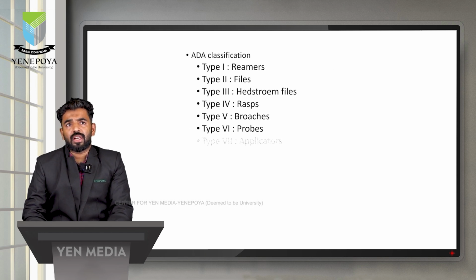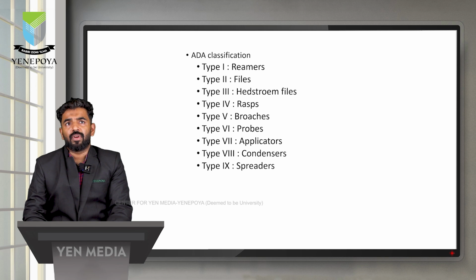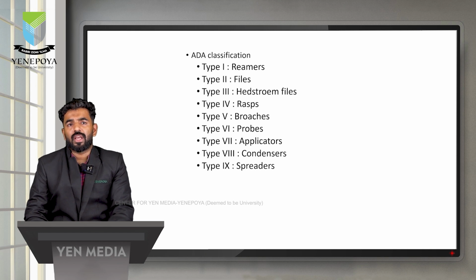Coming to the ADA classification, there are different classifications. ADA classification goes from type 1 to type 9. Type 1 is reamers, type 2 is files, type 3 is Hedstrom files, type 4 is rasps, type 5 is broaches, type 6 probes, type 7 is applicator, type 8 is condenser, type 9 is spreaders.